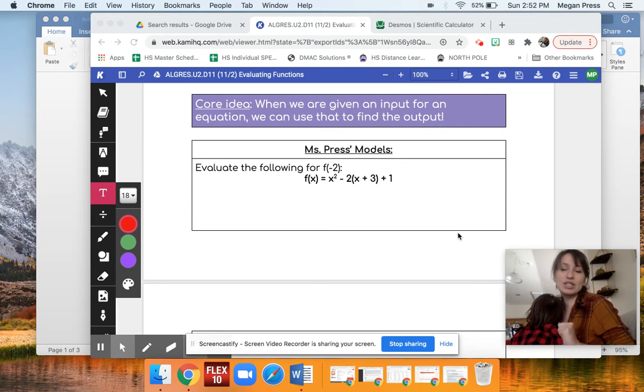So this is telling me evaluate, which I remember from earlier means find a number. Okay, the following for f of negative 2. That's how we read this, by the way. We say f of negative 2. And here it says f of x equals x squared minus 2(x plus 3) plus 1.